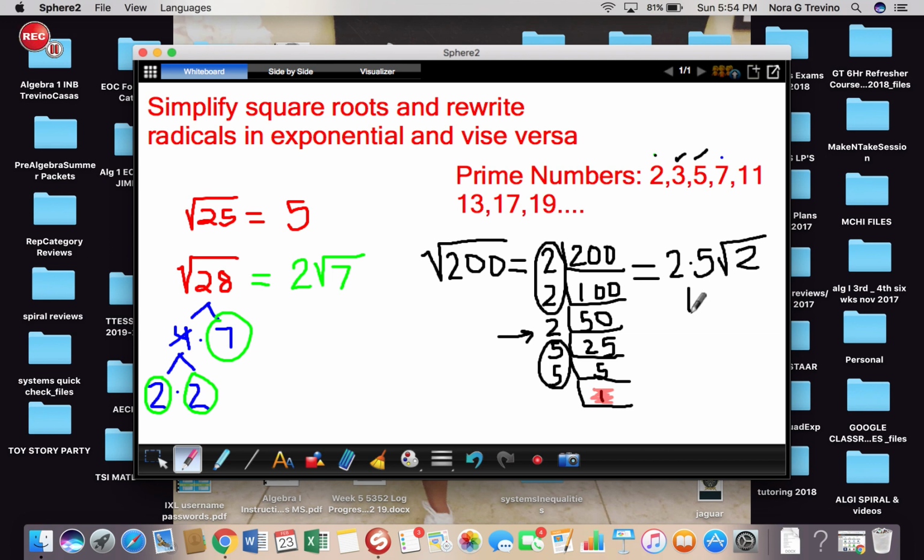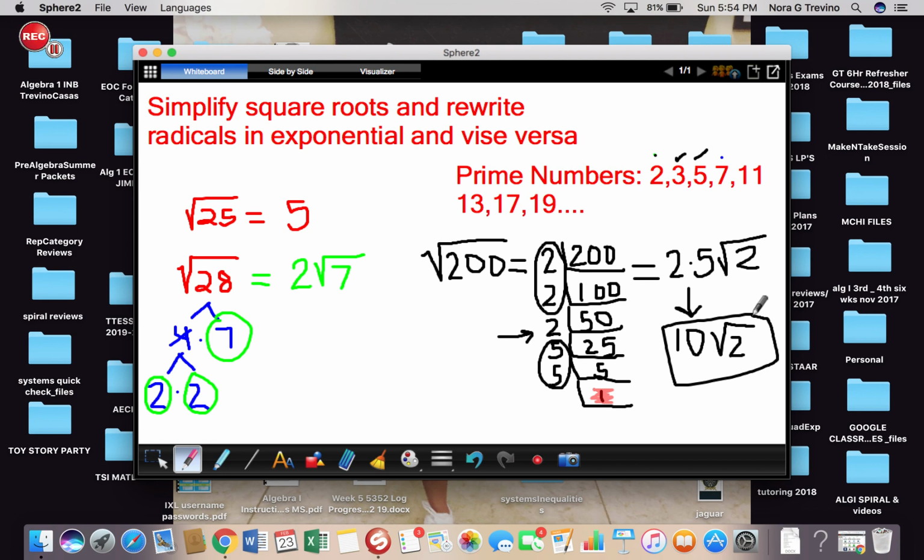So then you have to rewrite this. We know that 2 times 5 is 10. So you put 10 square root of 2. This is your final answer. Okay, so these are 2 examples that I think you can use. Keep writing it or keep watching this as much as you can, as many times as you need to, and try it out.